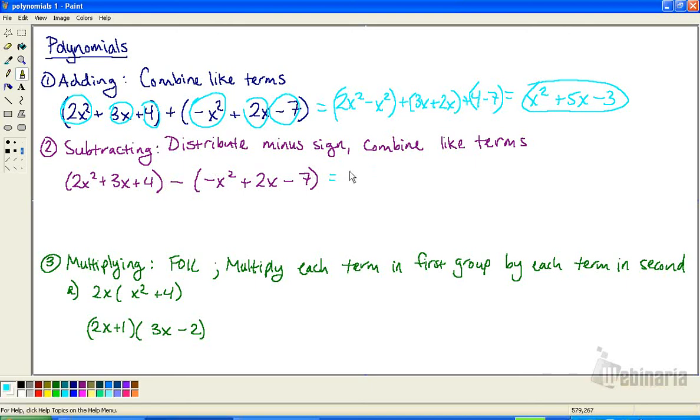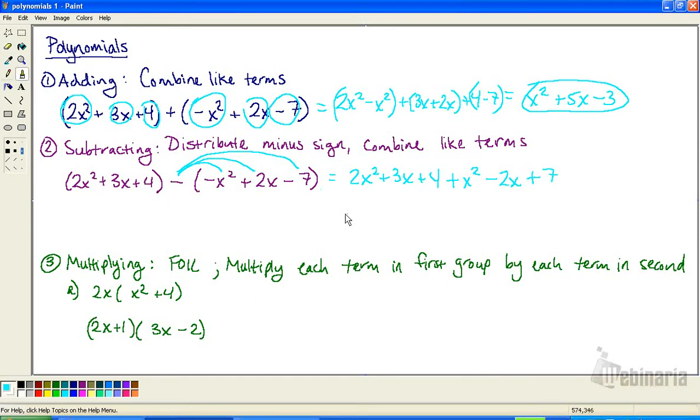I have 2x squared plus 3x plus 4 at the beginning. Now I'm going to subtract the negative x squared. Well, minus a negative is the same thing as adding x squared. I'm also subtracting the 2x, so I'm going to write minus 2x. You see, I'm distributing that minus sign. And finally, I'm subtracting a negative 7. Minus a negative 7 gives us plus. And this works the same way even if there was a number in front here, like a 2. The first thing I would do is distribute that negative 2 to all three parts of the polynomial right after it. Alright, that's not part of our problem here.